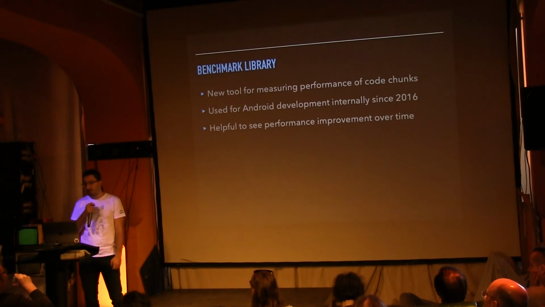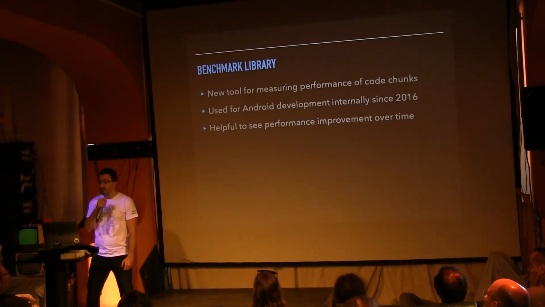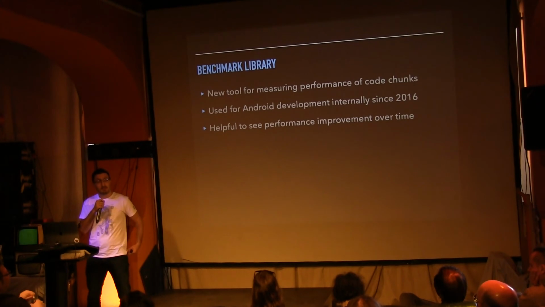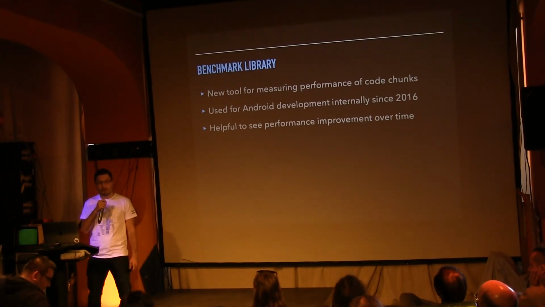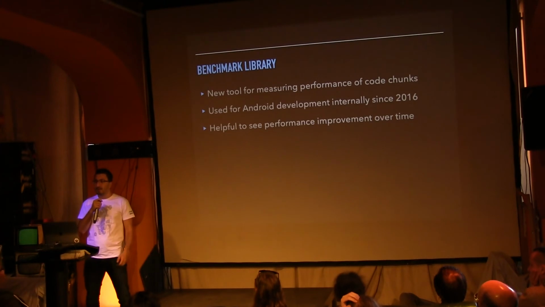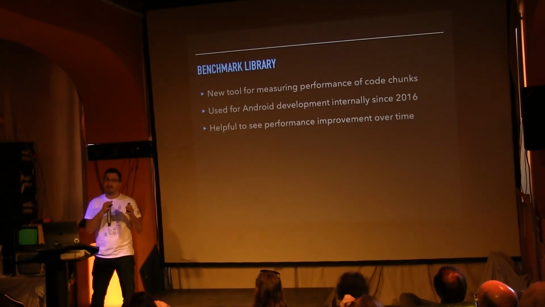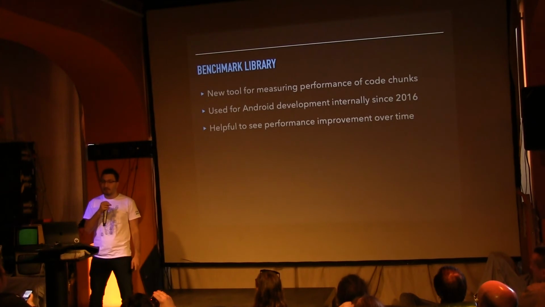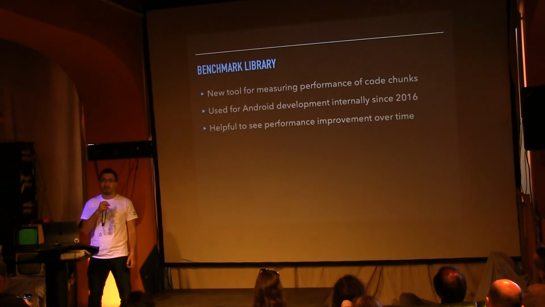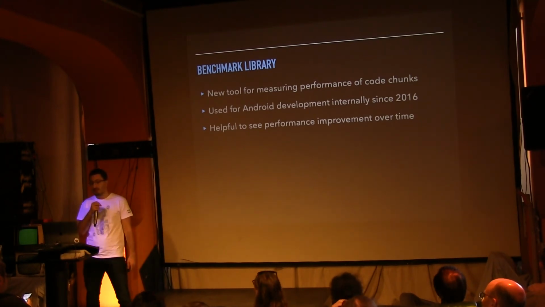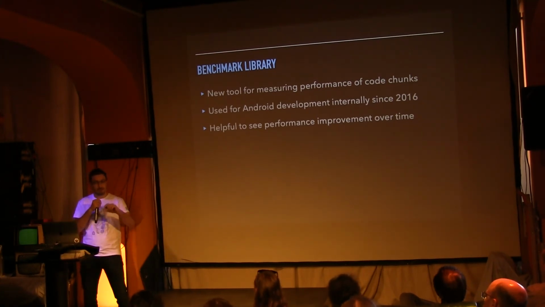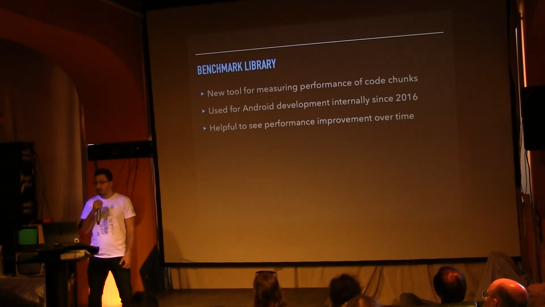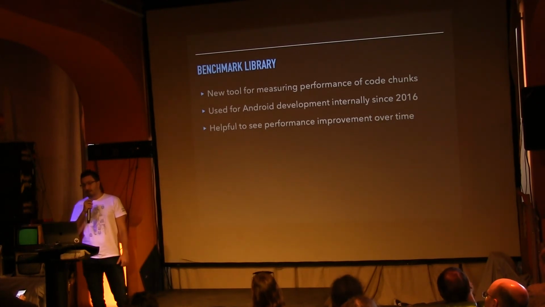So the Benchmark library is a new tool for measuring performance for some code chunks. What I mean by that is it tries to measure the code performance in isolation. So it doesn't care about the rest of the application. It actually doesn't care about real-life application measurements. It's just for measuring code chunks. It's been used for internal Android development since 2016, and it's only helpful to see performance improvement over time.